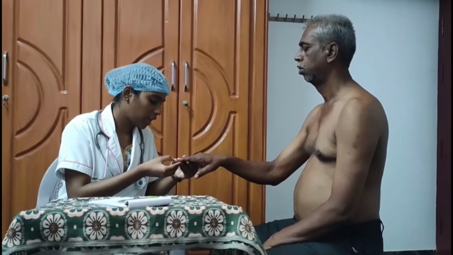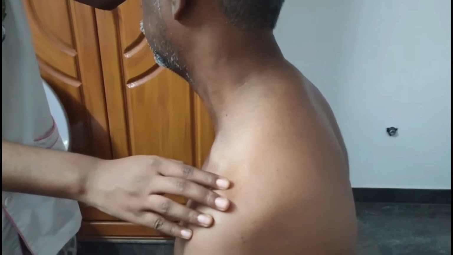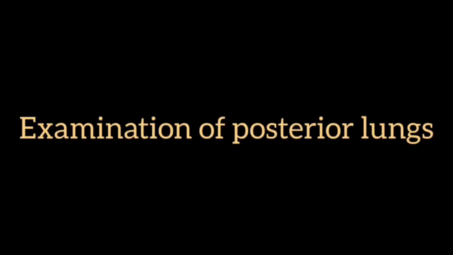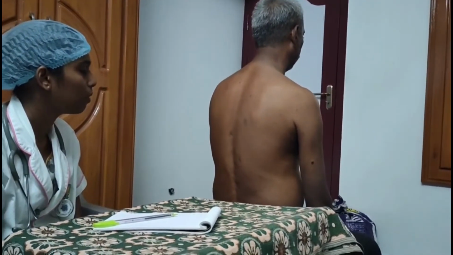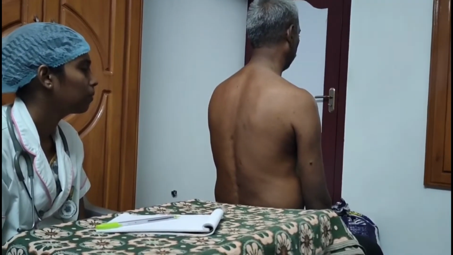Let's check the chest for symmetry. Let's see the color of the nails and the lips for cyanosis. Let's check the neck for contraction of accessory muscles, and check whether the trachea is aligned in the midline. Now let's start the examination of the posterior lungs. Sir, can you turn over? Observe the posterior part of the chest for any deformities, contour, and also the color.